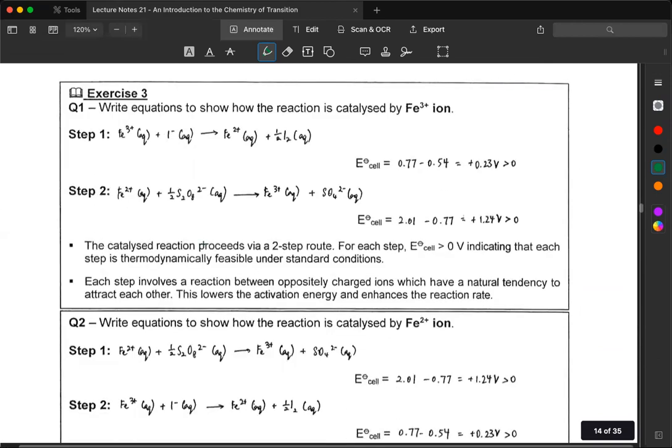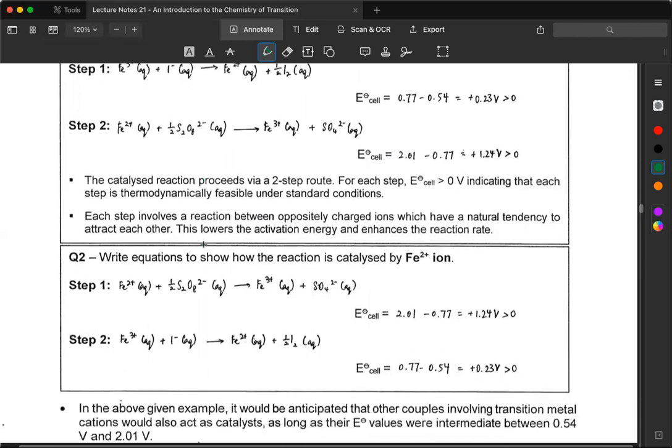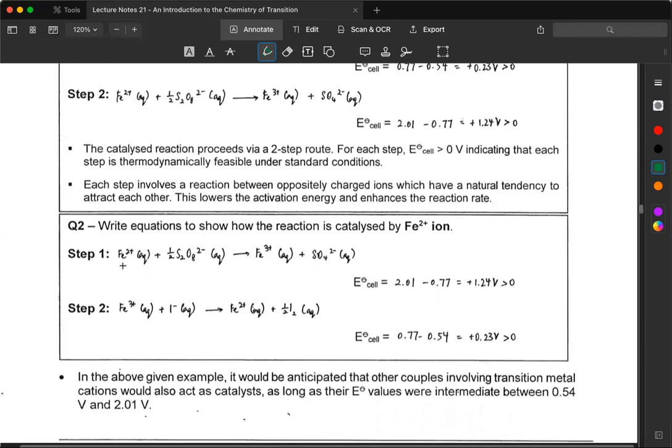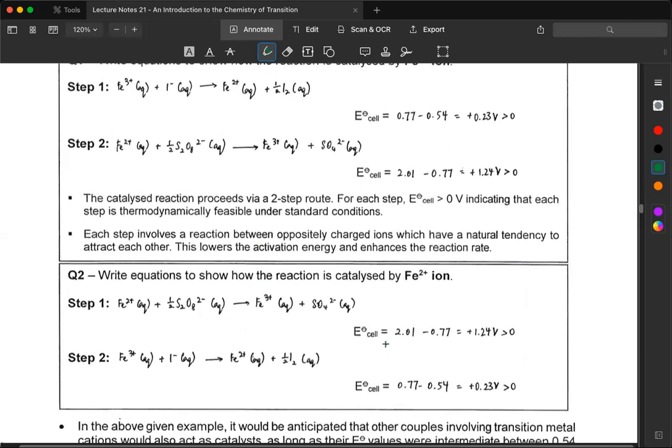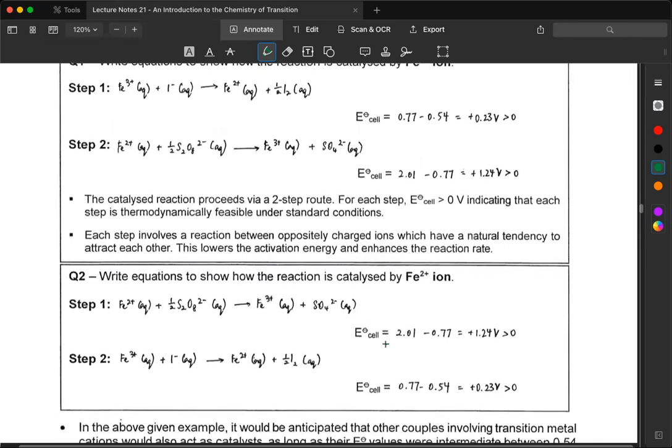So the catalyzed reaction proceeds via a two-step route. For each step, the E0 cell is positive, indicating that yes, the step is thermodynamically feasible. Each step involves a reaction between opposite charge ions, so they have a natural tendency to attract each other, which helps to lower the Ea and enhances reaction rate. But if you have Fe2+, it can also work. It can work either way. It will still give the same result eventually. Doesn't matter.